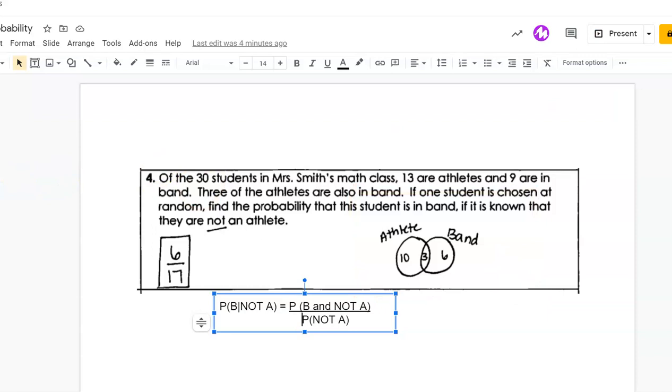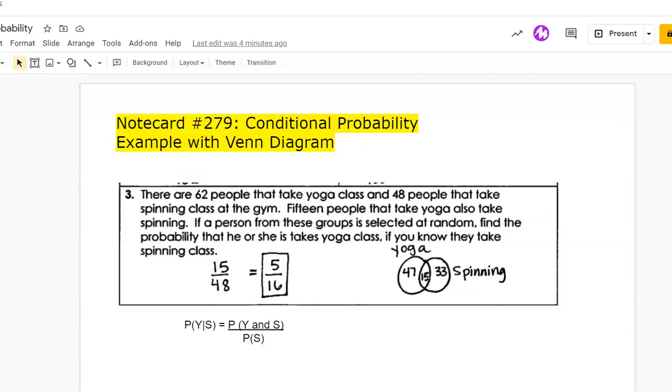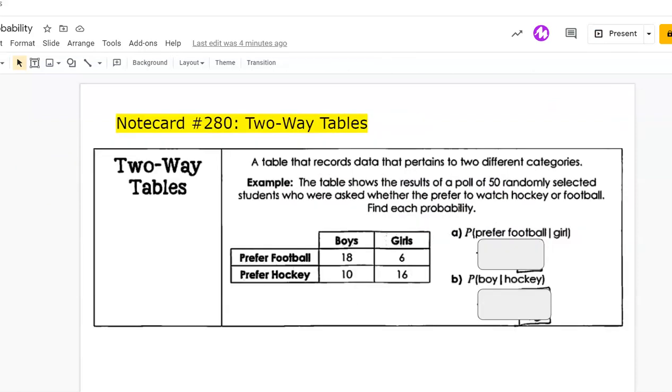Now, the next one is note card 280, where we're going to be talking about two-way tables. These are a table that records data that pertains to different categories. So for example, the table shows the results of a poll of 50 randomly selected students who were asked whether they prefer to watch hockey or football.